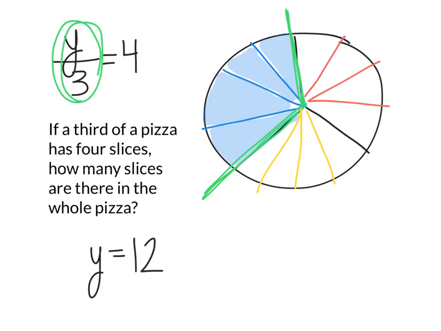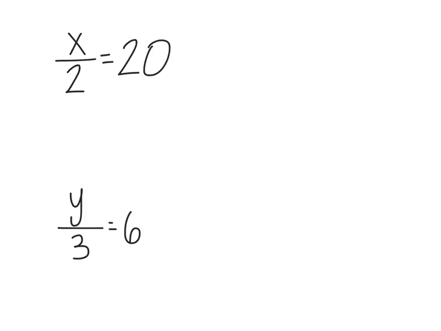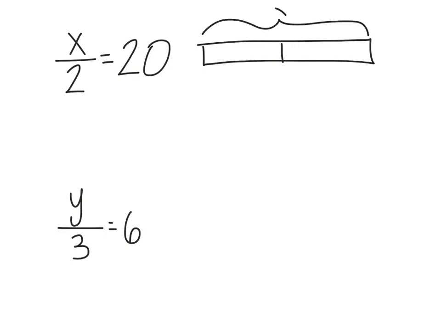Let's do a couple more example problems, kind of like this. This first one says, x divided by 2 is equal to 20. This means that half of a group of x is equal to 20. If I were to draw a bar model for this problem, this bar would represent 1 whole x. And I know that half of the x is equal to 20. The question is, what is 1 whole x equal to? Well, if half of the x is 20, I know that the other half is also 20, so the entire x is equal to 40.